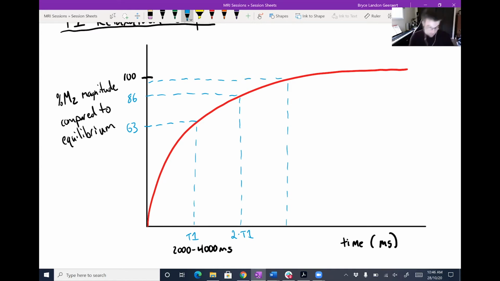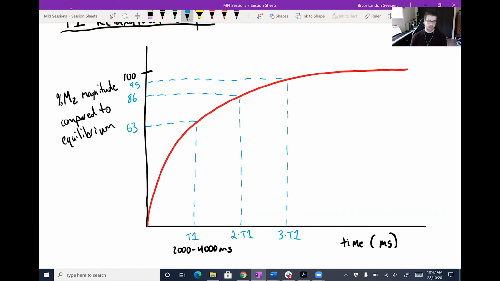My dexterity today is lacking. It's fine. I'm just going to move this. Oh no, made a huge mistake. Oh, I don't even have an undo button, so I'm going to have to manually draw this. I'm so ashamed. Okay, so at 3 times T1, that amount of magnetization that's regrown in the longitudinal direction is 95%. Hopefully this is making enough sense.